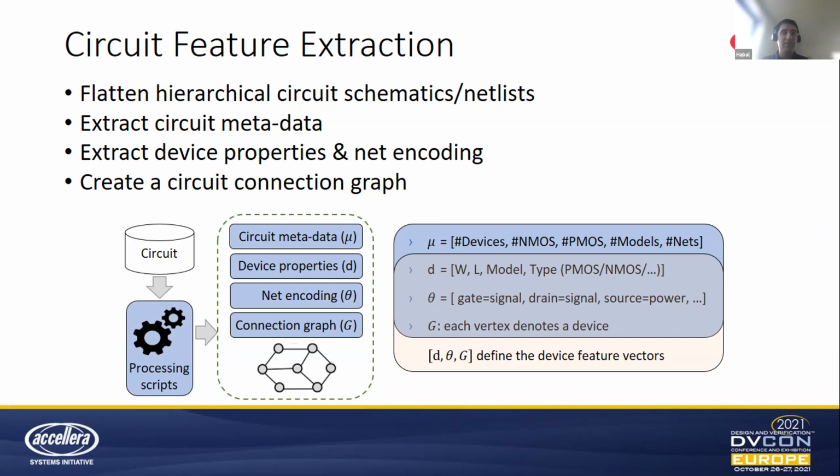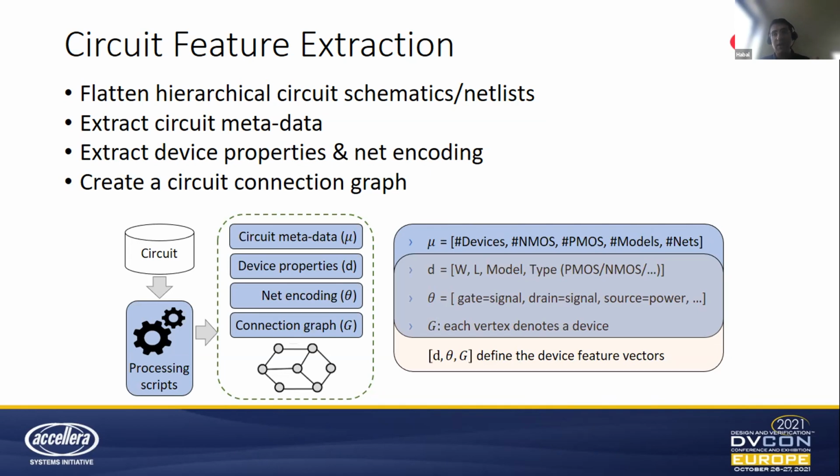So we take the circuit, we flatten it, and we extract first some circuit metadata. This would include the number of devices, the number of the categories, such as the number of NMOS, PMOS, resistor devices, etc. The models that are used, so for example, you have IO models, low voltage device models, etc., and the number of nets.